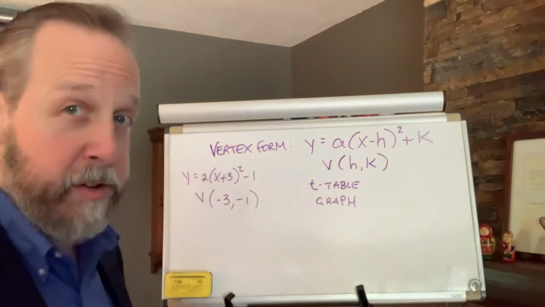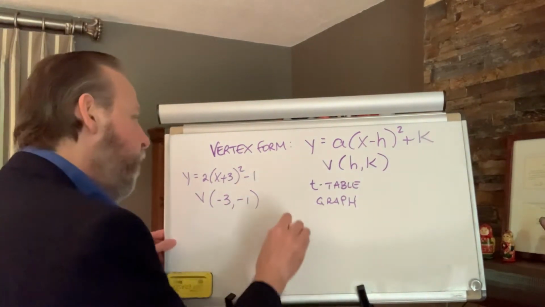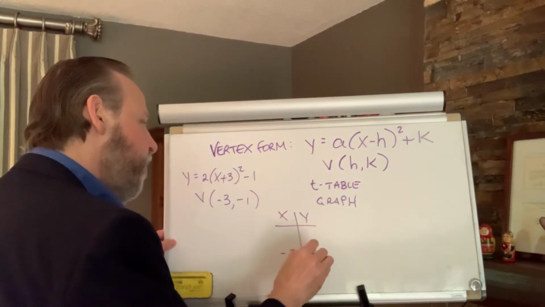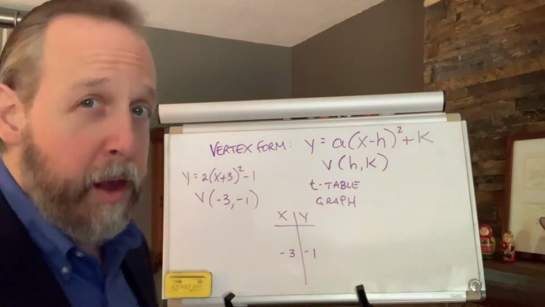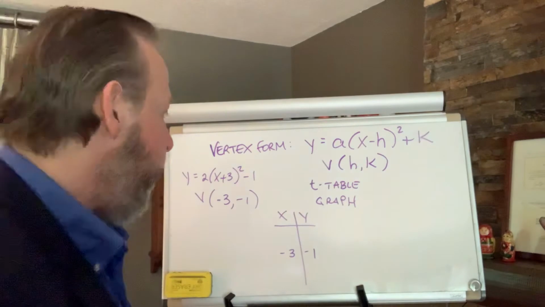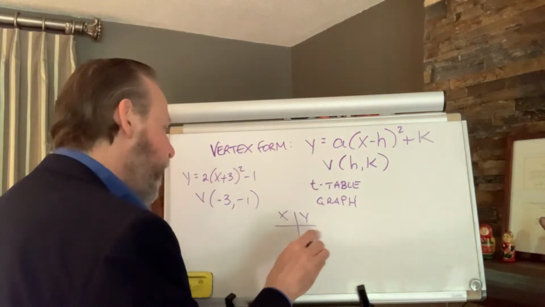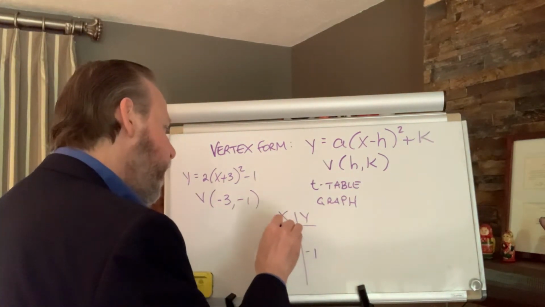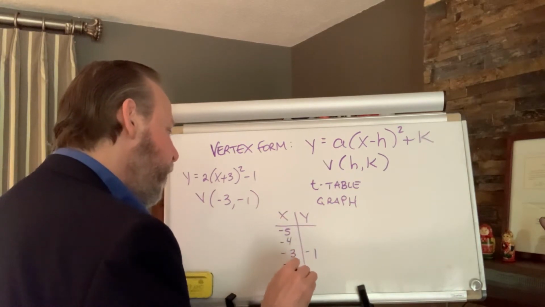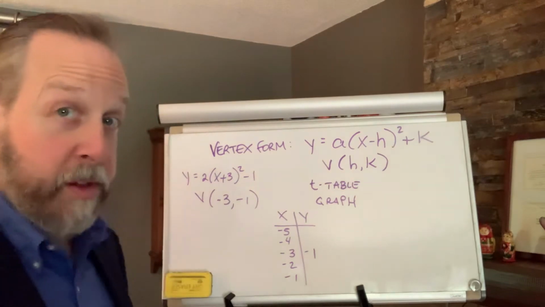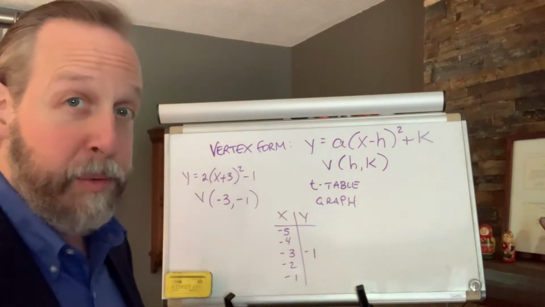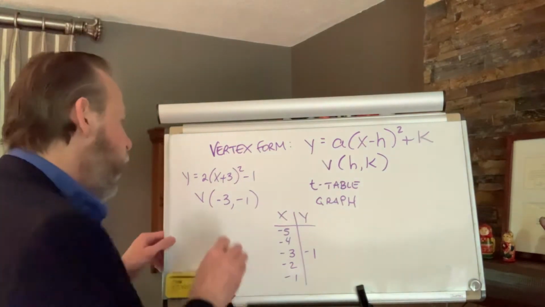I found my vertex, so then I would make a t-table where you have your x and your y values, and you put the vertex right there in the middle of it, and then you move 2 values below it and 2 values above it. So what's more negative than negative 3? Well, that's negative 4 and negative 5. What's more positive than negative 3? That's negative 2 and negative 1. In order to solve the problem, we would just plug each value into the equation to see what the output's going to be. I'll show you an example.